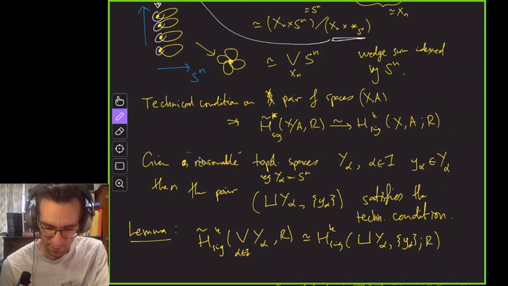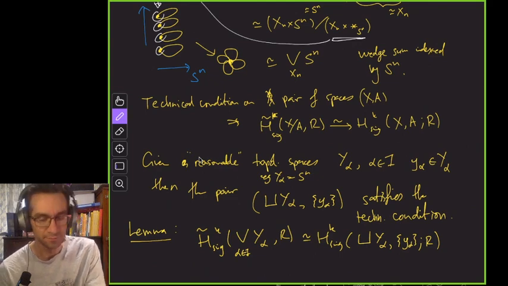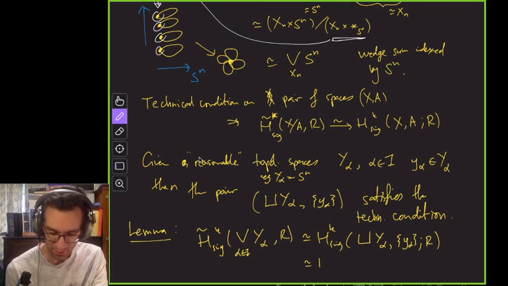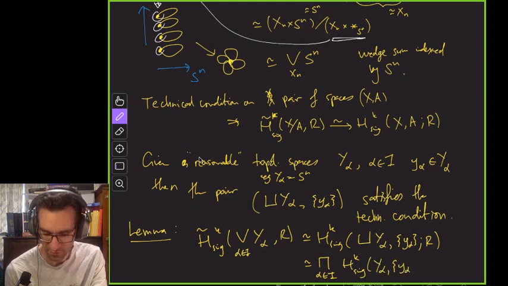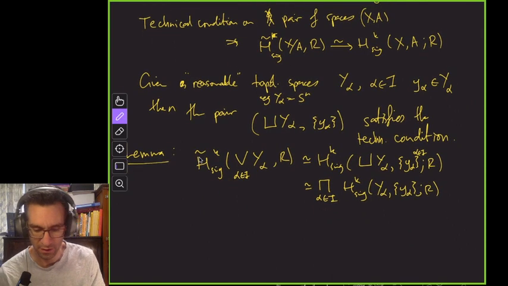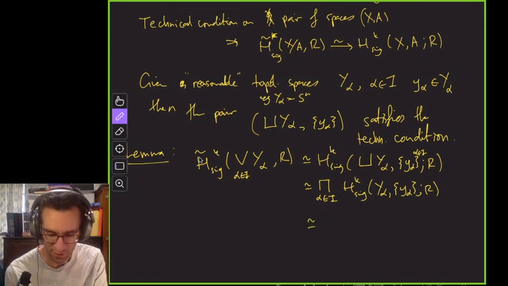of this one. But then because the disjoint union pulls out through the cohomology, this is the direct product of all the individual relative cohomologies, alpha in I. And then we can play the same trick in reverse. The spaces Y are reasonable, and this becomes the reduced cohomology of the Y alphas.